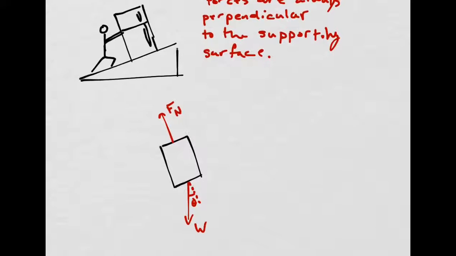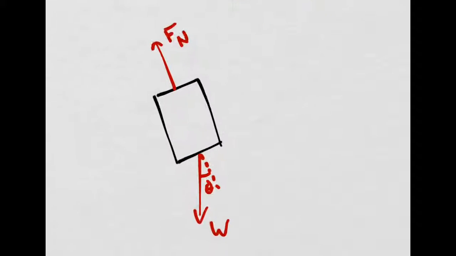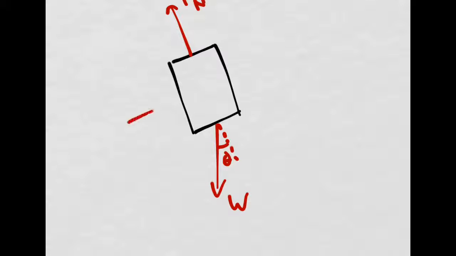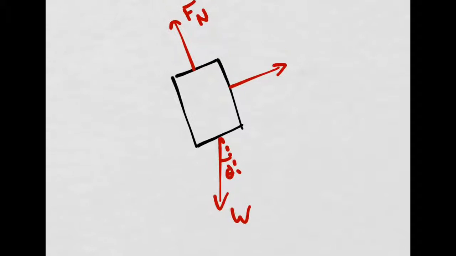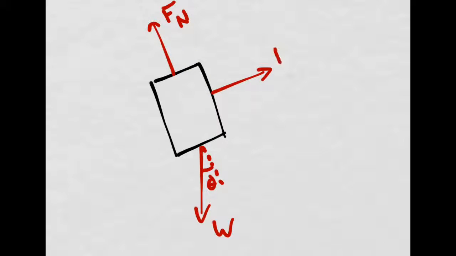We have this person pushing on it, it looks like, so there's an applied force. You could draw it over here, but I'm going to draw it this way. Maybe it's sliding up the ramp, so I'll draw that kind of big. That's the applied force of the guy pushing on the fridge.